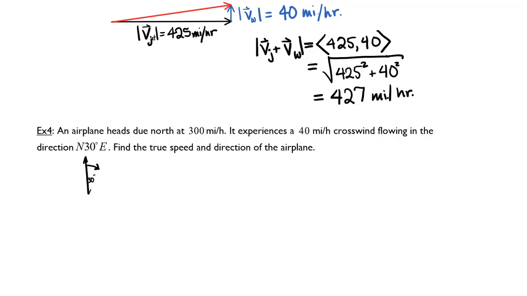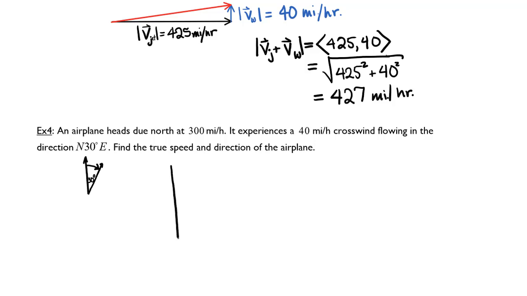So this will be 30 degrees, and the vector for the wind is basically 60 degrees, because we're measuring off the north vector, or north, true vertical, instead of off the horizontal or standard form. If we want to find the true speed and direction of the airplane, we need to draw a vector.